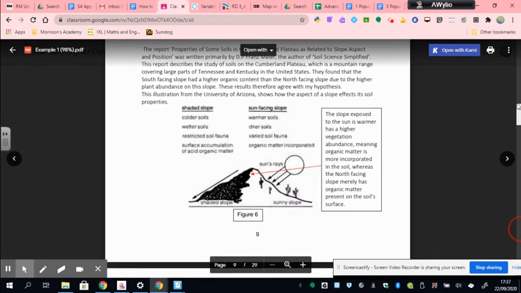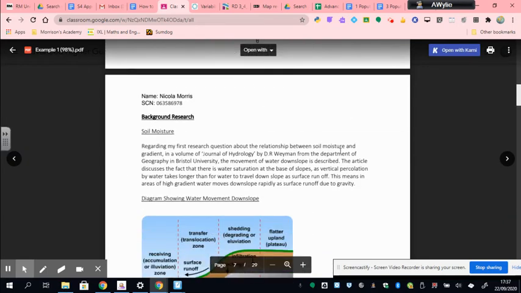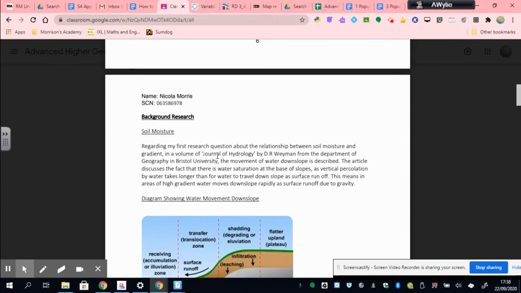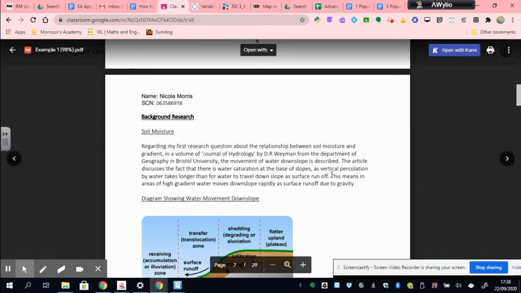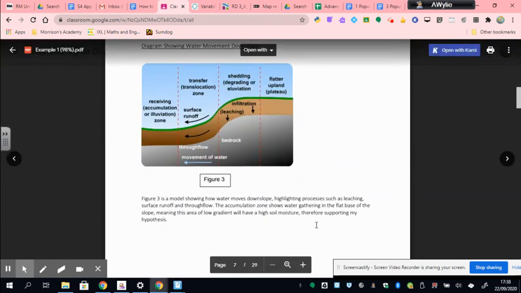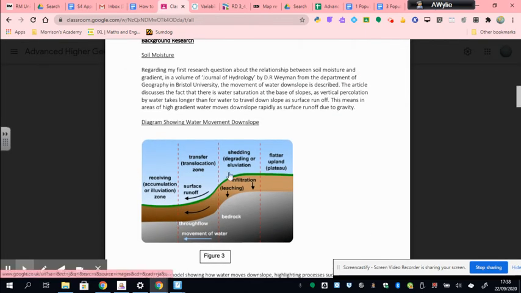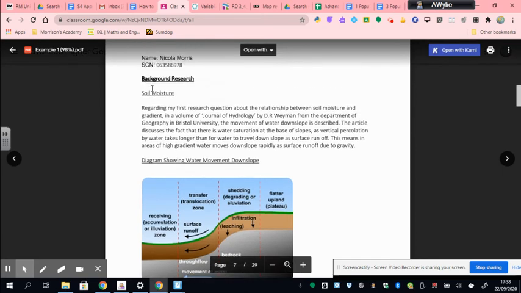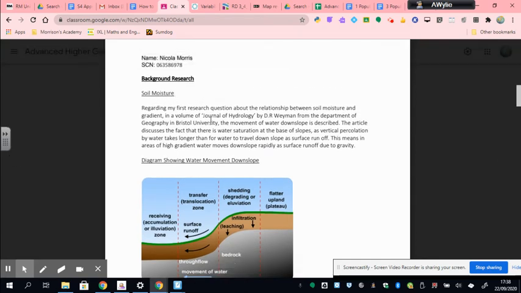Okay, let's go back up to this. Now, she's very explicit. She mentions the name of the journal. She links what that research was all about. She gives me a description of it, and even then goes on and explains what the model is explaining. And it's linked to the research question, and this is really quite important. This is not just about soil moisture. This is about how soil moisture should change on a slope based on somebody else's research.